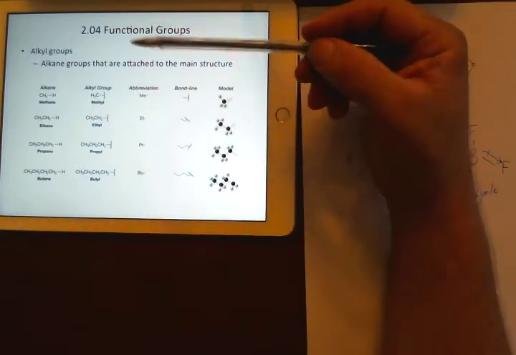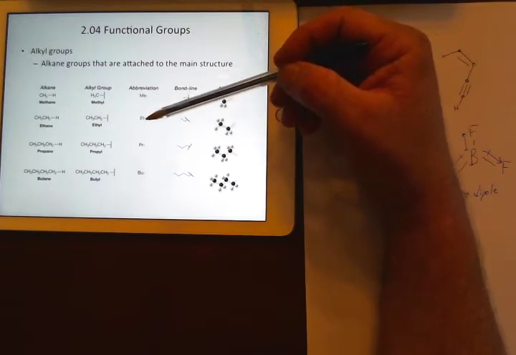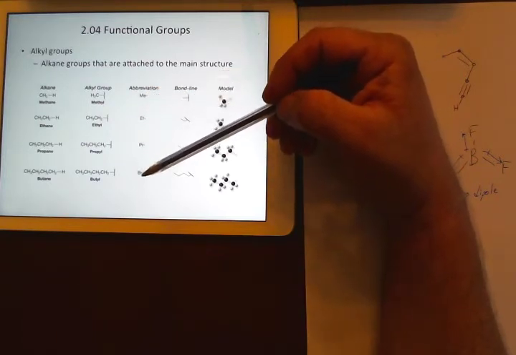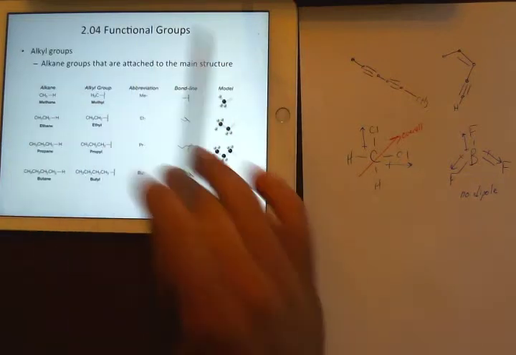If you want to memorize anything off of this chart, it's these abbreviations. Me is methyl, Et is ethyl, Pr is propyl, Bu is butyl. Sometimes people write that for simplicity's sake. But we'll talk more about the naming of these.